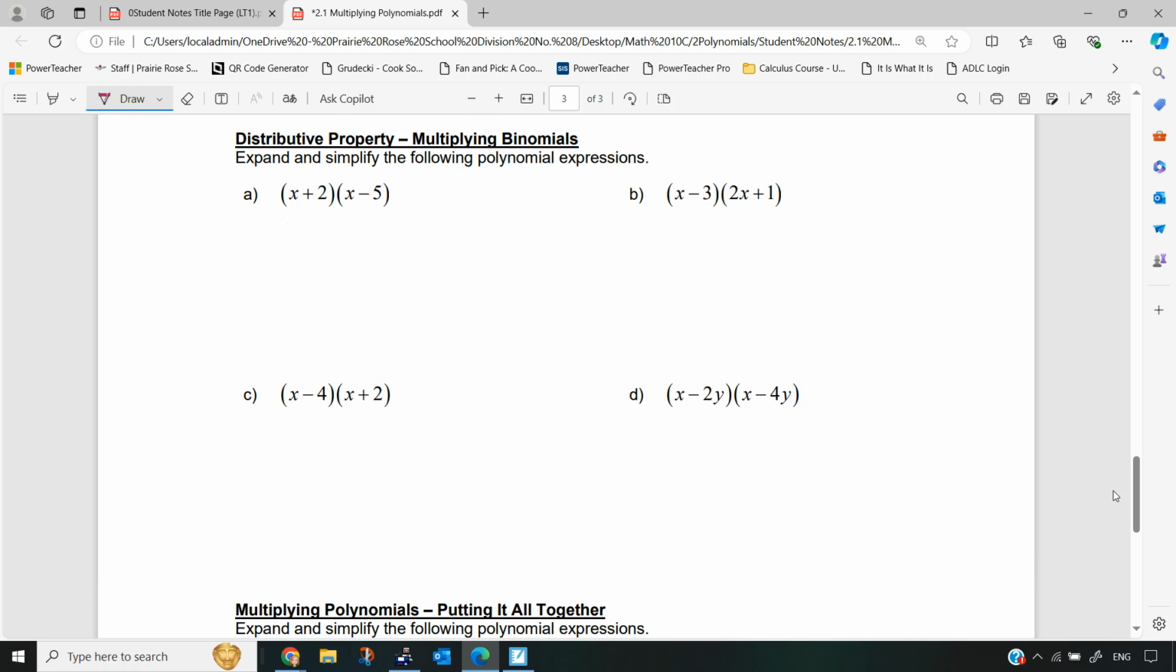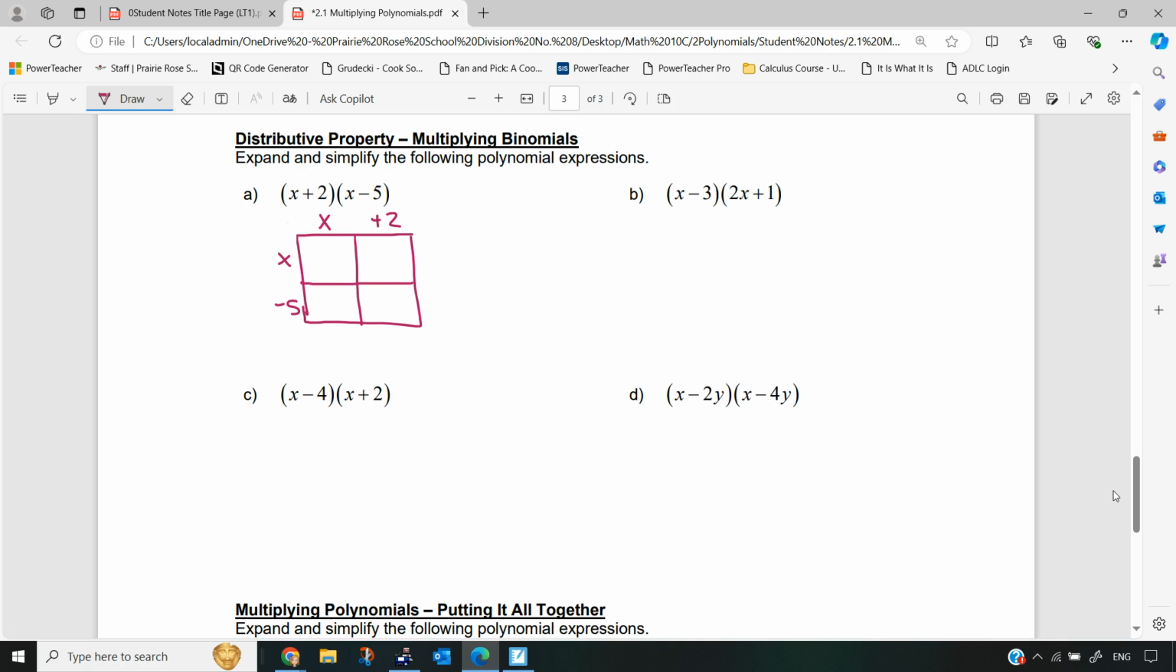Now the next set of examples involve multiplying binomials, and this is very similar to what we did when we were working with the algebra tiles. So one way to expand these out is to use an area model or a box. Notice that I have 2 terms in the first bracket and 2 terms in the second bracket, so 2 by 2 would be my grid. Then I set up x and a positive 2, x and a negative 5, and just like I did with my algebra tiles, I can multiply this out.